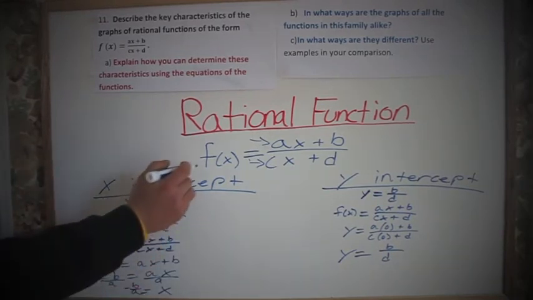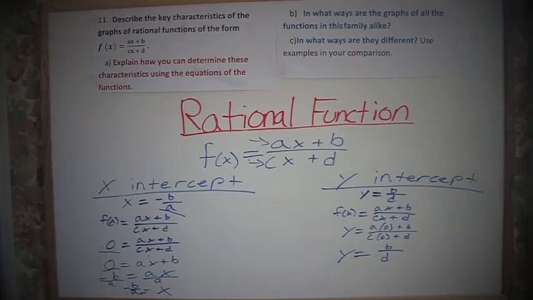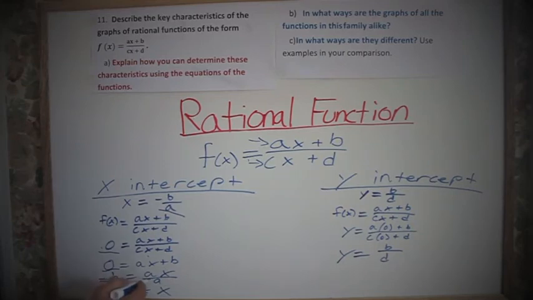We know this because the y value is always 0 at the x-intercept, so we make the function equal to 0, multiply the denominator by 0, and we're left with 0. And finally, isolate x by subtracting both sides by b and dividing both sides by a.